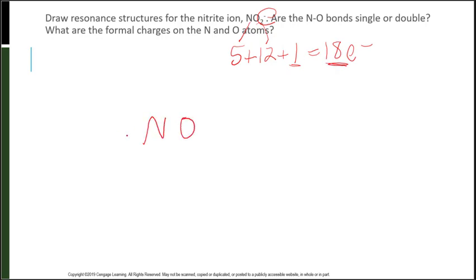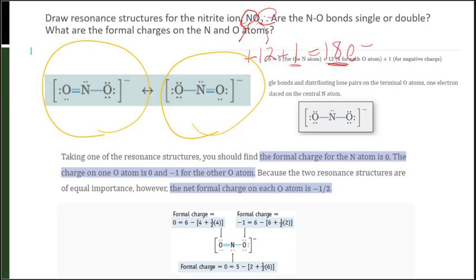So I'm going to have N, O, and O. N is my central atom. I'm going to at least connect them with 1 and see where we're at after I add electrons. So that's 2, 4, 5, 6, 7, 8, 9, 10, 11, 12, 13, 14, 15, 16, 17, 18. Notice the oxygens are happy, but nitrogen still needs another bond. It could take electrons from here and form a double bond there, or it could take electrons from here and form a double bond there, which are both of these structures.